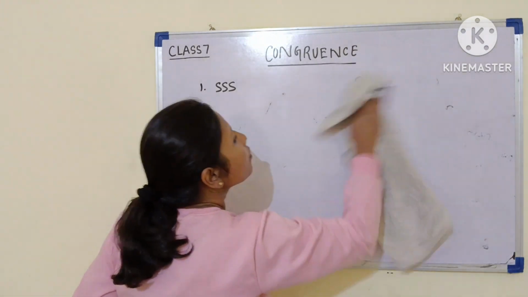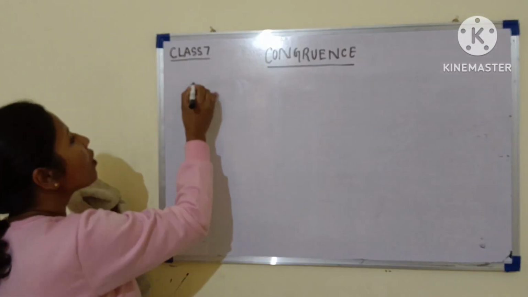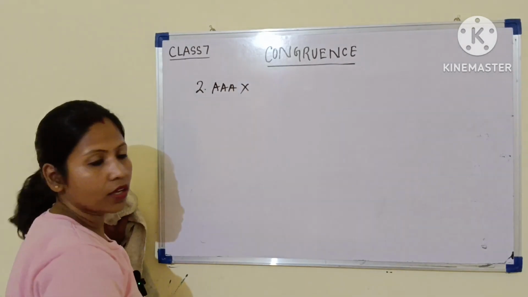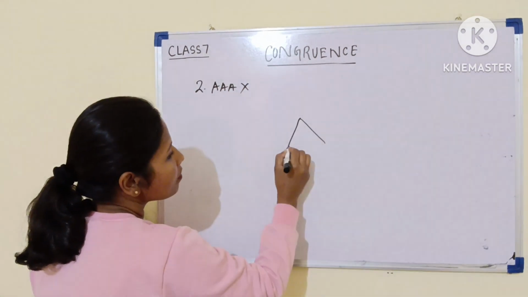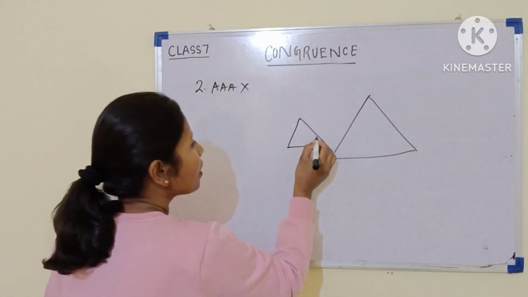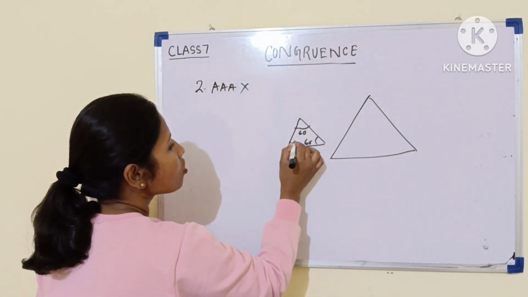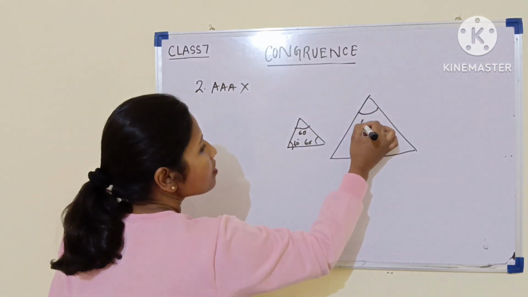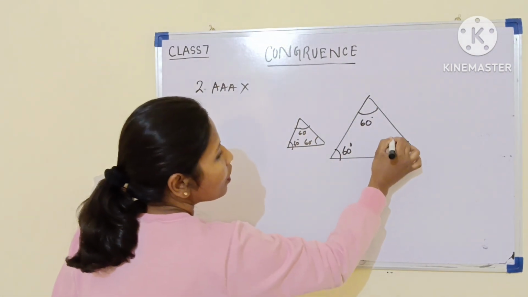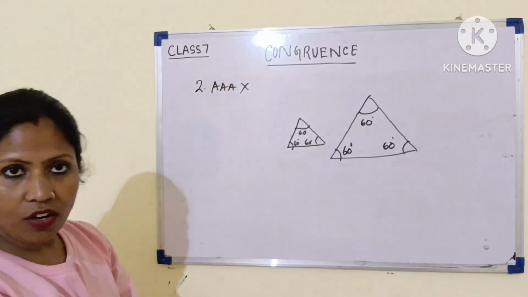Now let's talk about other properties. We are not talking about AAA. Why? Because this is a triangle and this is a triangle. Let's take this as 60 degrees, this as 60 degrees, this as 60 degrees, and this also 60 degrees, 60 degrees, 60 degrees. But are these two triangles congruent?